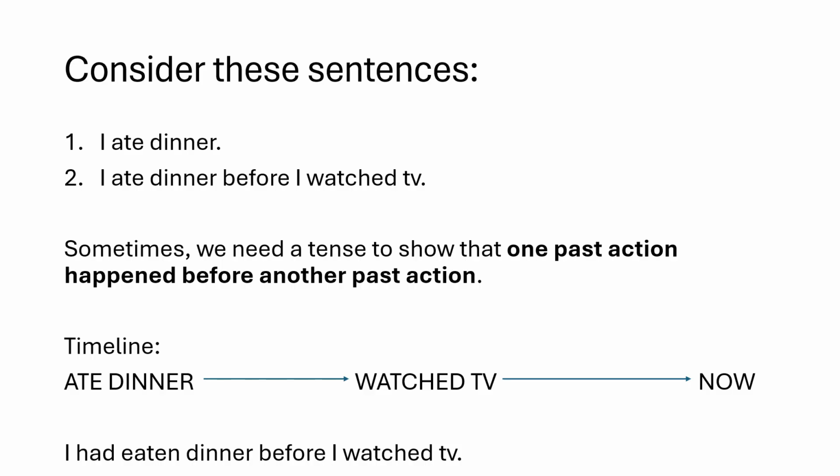Sometimes we need a tense to show that one past action happened before another past action. Look at this timeline. In the past, I ate dinner. Then I watched TV. I had eaten dinner before I watched TV.